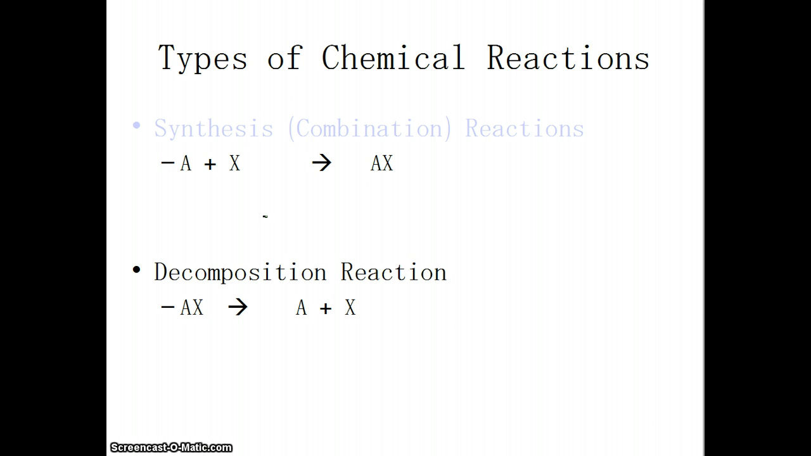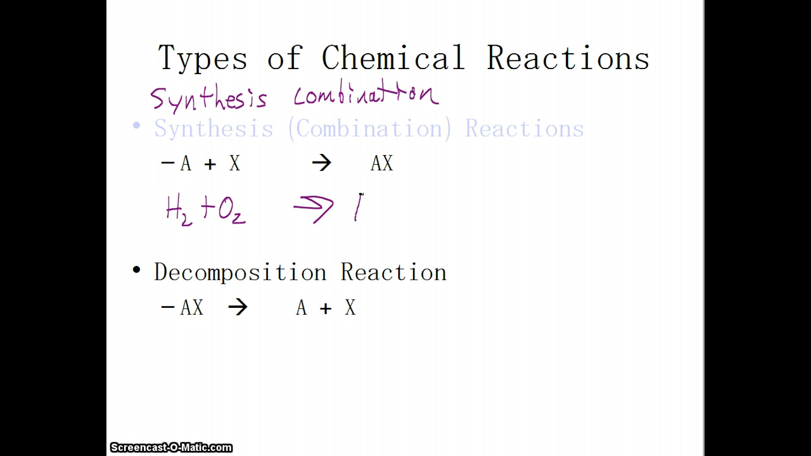Okay, let's talk about different types of chemical reactions. The first type, and I don't know if you can read this, is synthesis. Another word for that is combination. As we can see here, it's a very simple reaction: A plus X makes AX. So an example of that would be H2 plus O2 makes H2O. It's where we've got one thing combining with another to form a product.